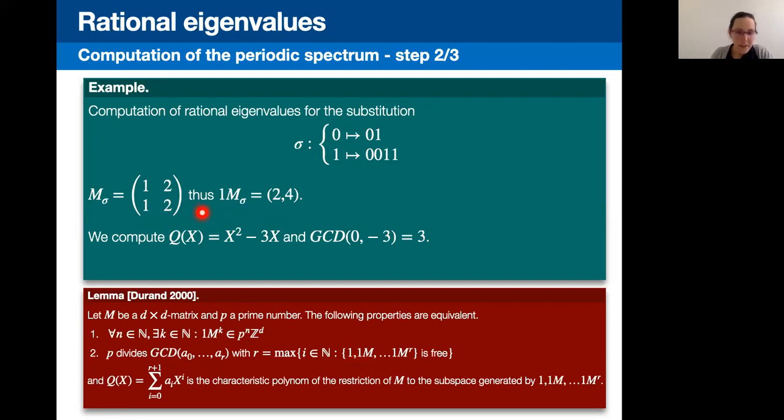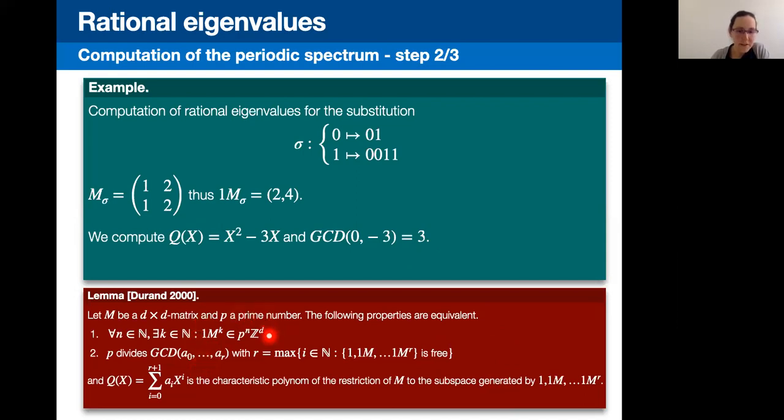So here we have a space of size 2. This matrix here is still the matrix M. So we compute the characteristic polynomial of M, and we will obtain x squared minus 3x. And the GCD of its coefficients would be 3, because we take this minus 3 and then the constant term 0. And we obtain 3 as a GCD. So coming back to this lemma, the only integer p that divides this GCD is p equals 3.